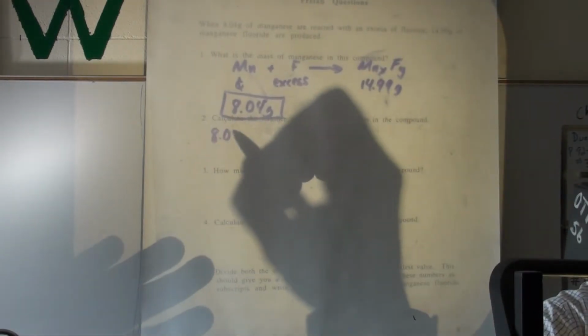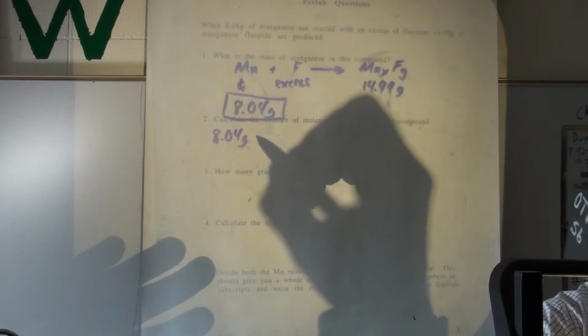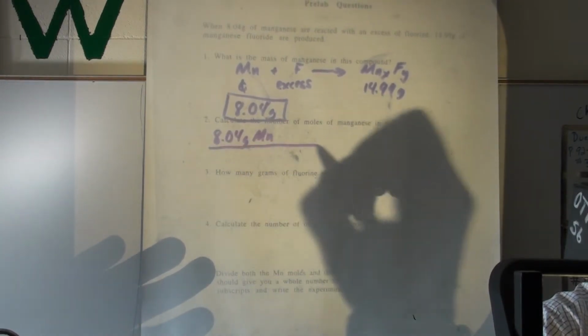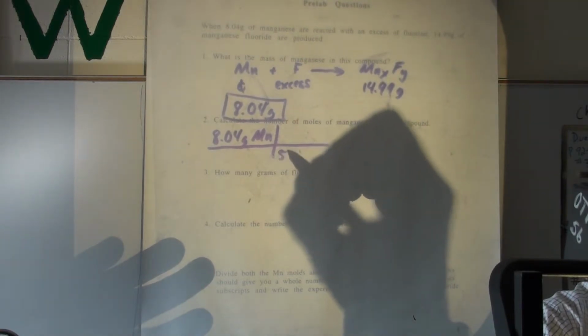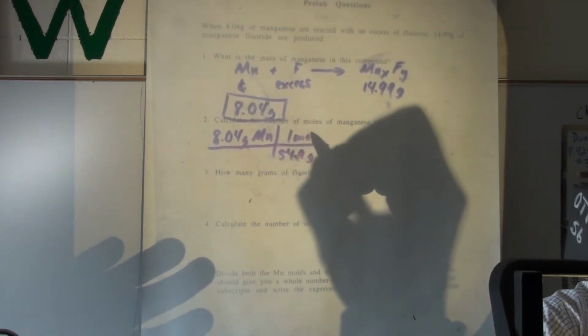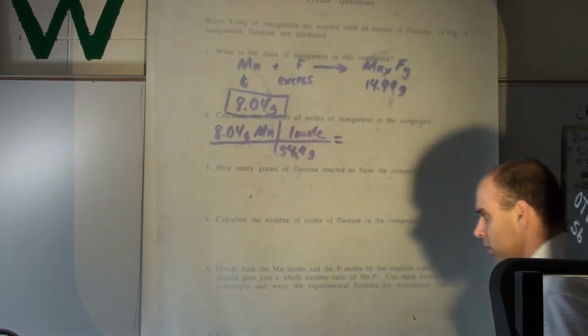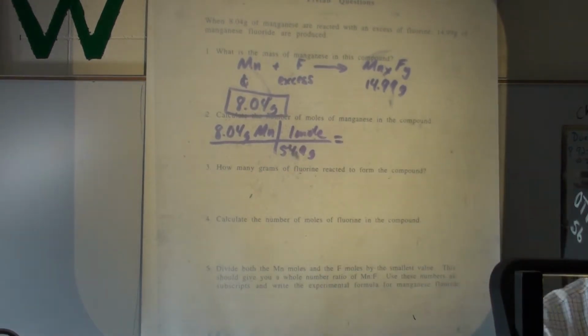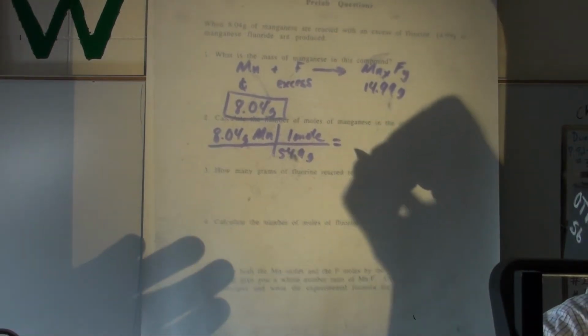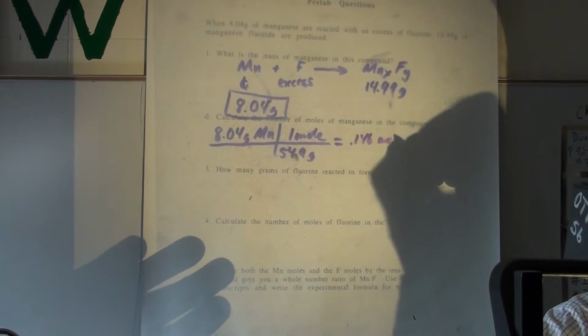Then for step number 2, it says calculate the moles of manganese in the compound. This is where it looks like what we just did. So we take the 8.04 grams of manganese, divide it by its molar mass, which is 54.9. And I get 0.146 moles.